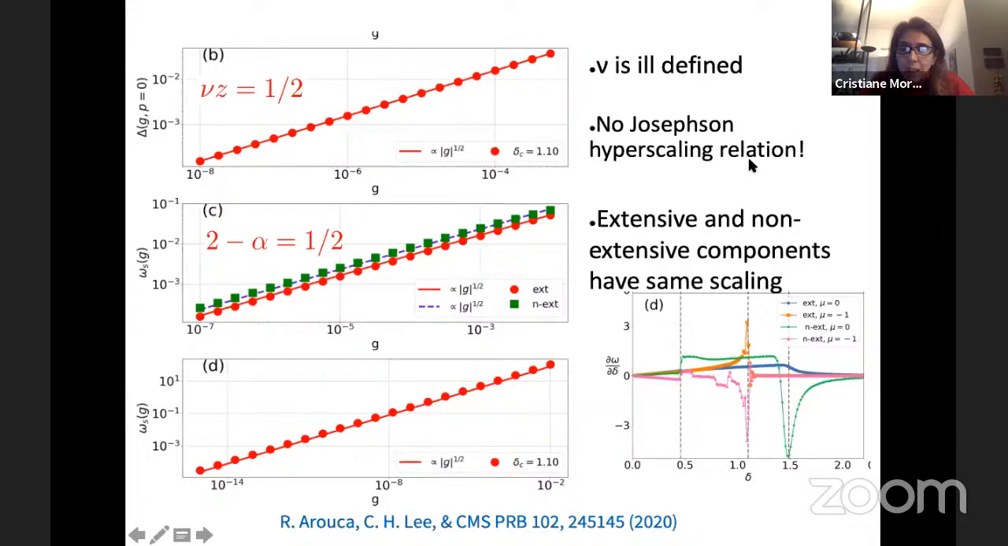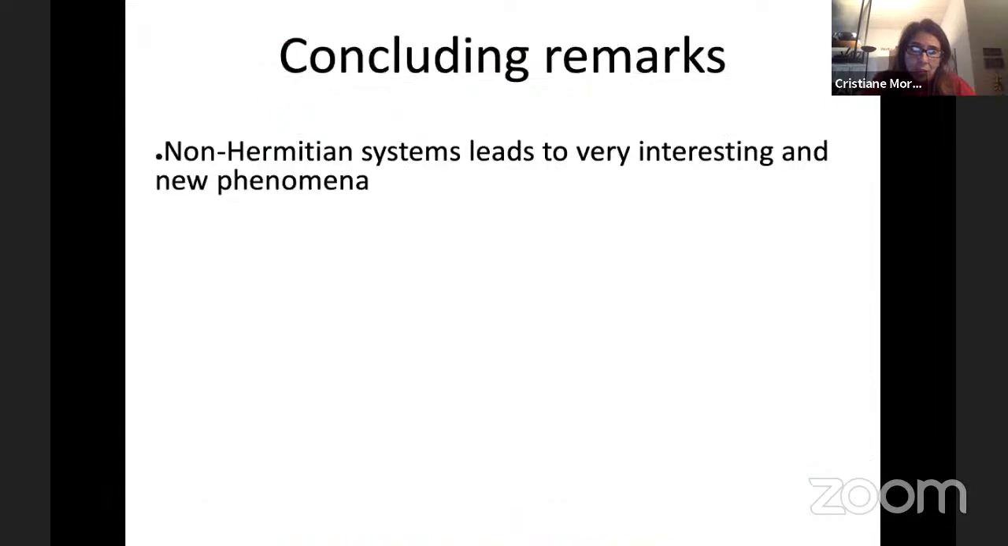It's a completely novel point. And at this point, the extensive, the boundary and the bulk, they have the same scaling, as you can see in orange and in pink. So it's a completely new type of phase transition. So let me come to my concluding remarks because it is time.